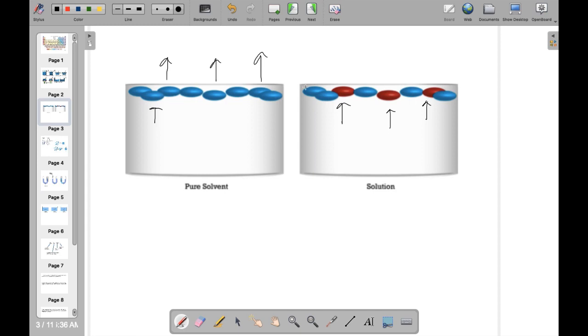And as you can see at the surface, they're actually taking up space and sort of blocking some of the water molecules, which means fewer water molecules will be able to convert into gas, and the vapor pressure above this liquid will actually be lower. That basically is what is happening.